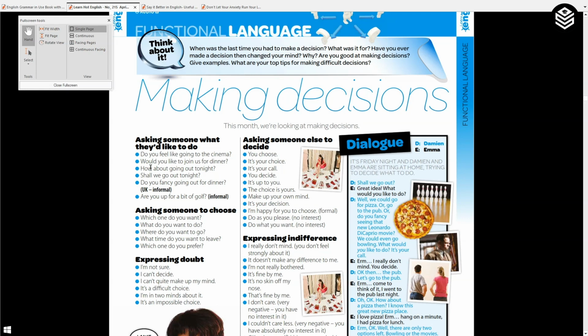This is also asking someone about their decision. For example, do you feel like going to the cinema? It means he has an intention to go to the cinema, so he is asking his friend about his or her feeling. Do you feel like going to the cinema? The second one: would you like to join us for dinner? You meet someone and invite them to your house for dinner, lunch or breakfast. Would you like to join us for lunch or dinner?